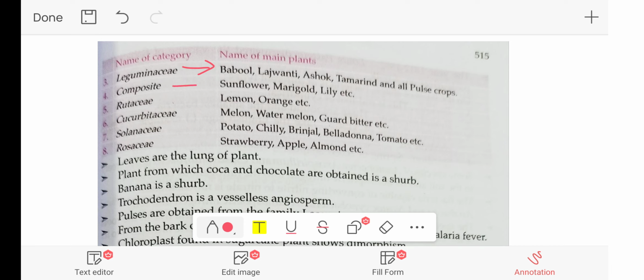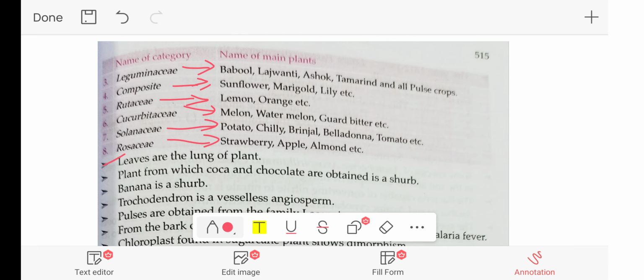Compositae, plants are sunflower, marigold, etc. Rutaceae, plants are lemon, orange. Cucurbitaceae, plants are melon, watermelon, gourd, bitter gourd, etc. Solanaceae, plants are potato, chili, brinjal, belladonna, tomato, etc. Rosaceae: strawberry, apple, almond, etc.